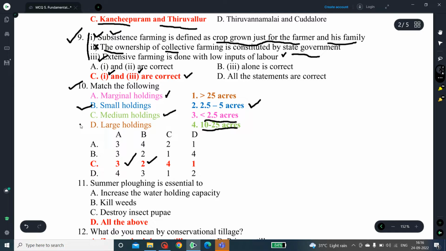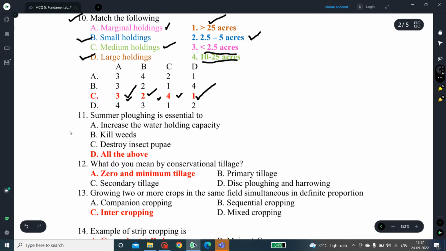And for large holdings, the acreage is more than 25 acres. The correct answer is 3, 2, 4 and 1. And the next question, summer plowing is essential to increase the water holding capacity.